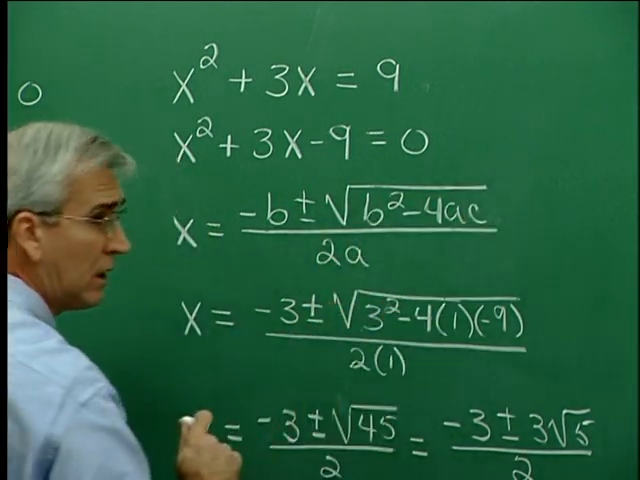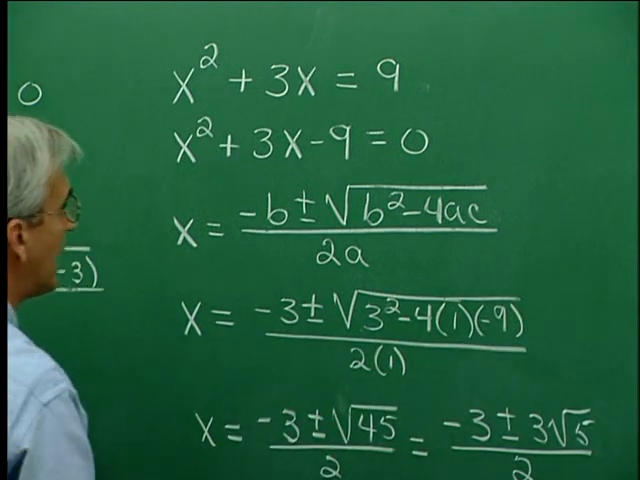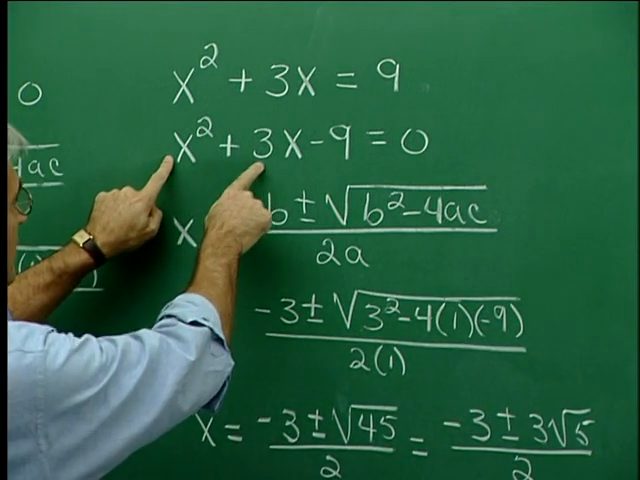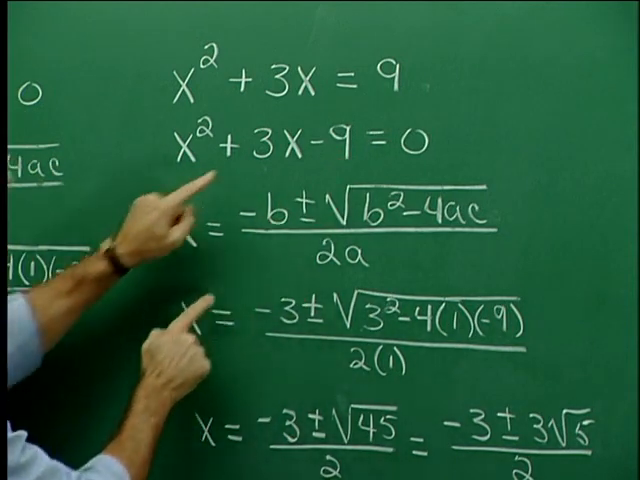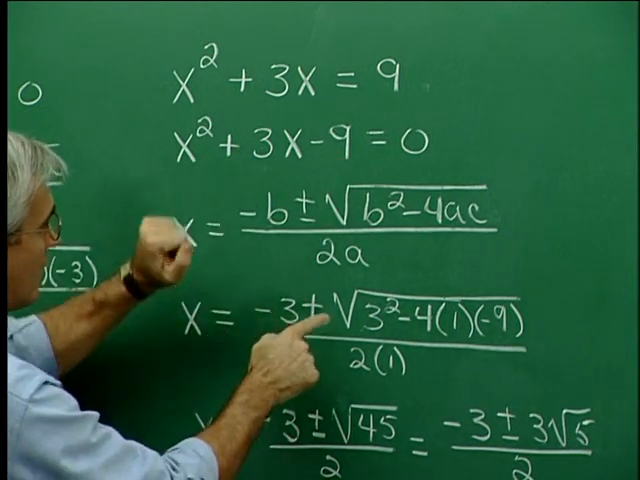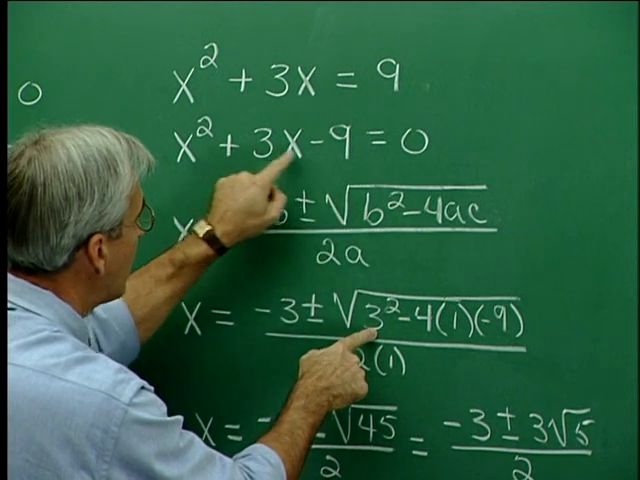We write down the formula. In the next step, we replace within it. Now the a value is 1, b is 3, c is negative 9. So minus b means minus the 3 up here, and then b squared means 3 squared from here.